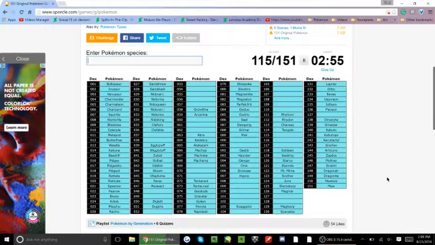Oh man, this is difficult. This is difficult, but I'm trying to think through the gyms of if there's anything that I'm missing, but I cannot. Isn't Bellsprout one of these? Yeah, Bellsprout, Weepinbell, and then Victreebel. Okay, apparently I can't remember how to spell it, but Victreebel is one of them.